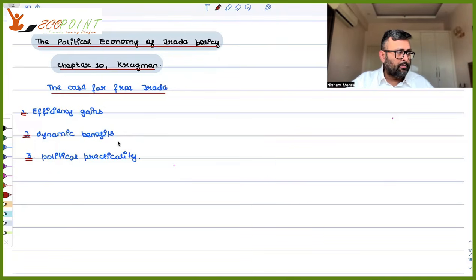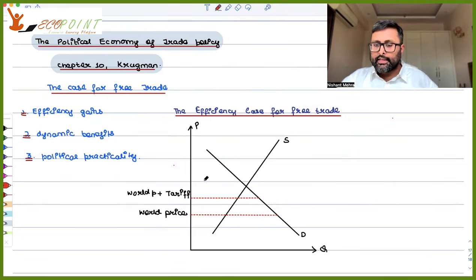So see, the case of free trade is built on three pillars. One is efficiency gains. Other is dynamic benefits like innovation and economies of scale. And the third one is the political practicality. So we'll look at each one of them one by one. So we have, first of all, the efficiency case of free trade.